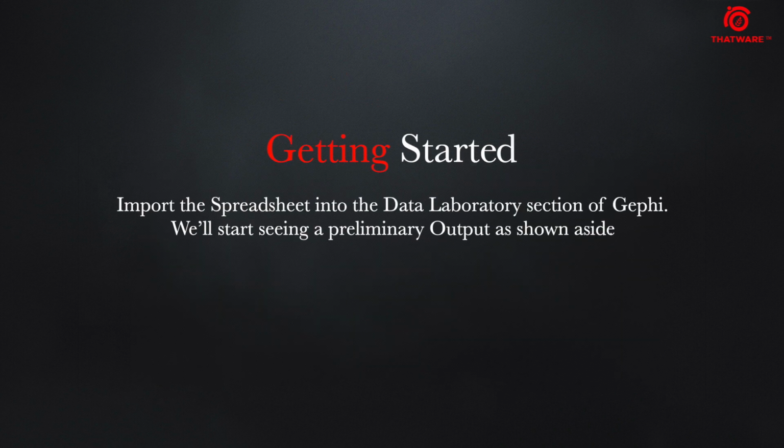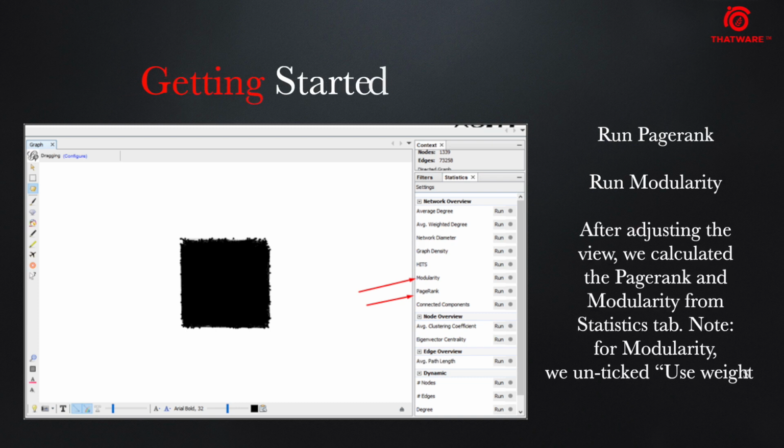Okay, now open Gephi, and under Gephi you have an option to import your spreadsheet or the Excel file. Just import that, and after importing, your screen will look somewhat like this. Then, following the arrow, click on run PageRank, run modularity. You can adjust your view as per your convenience, and after adjusting the view you can calculate the PageRank and the modularity from the statistics tab. For the modularity we untick use weights, so this is something which should be remembered.